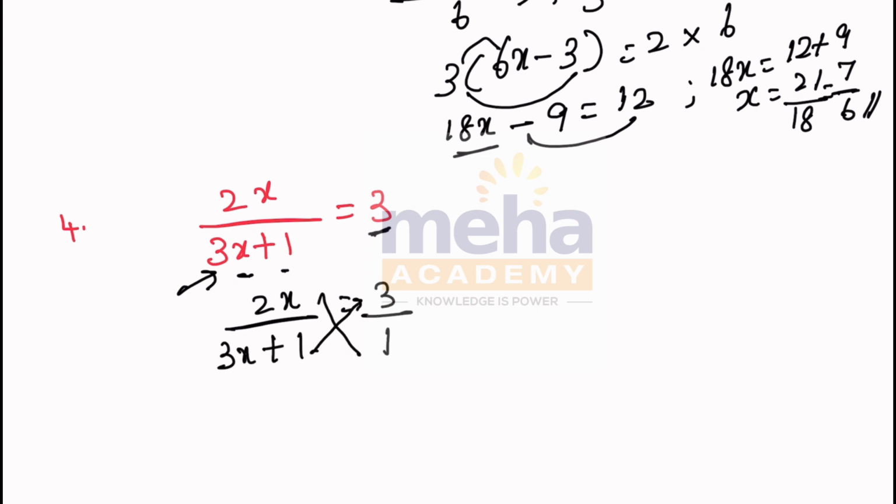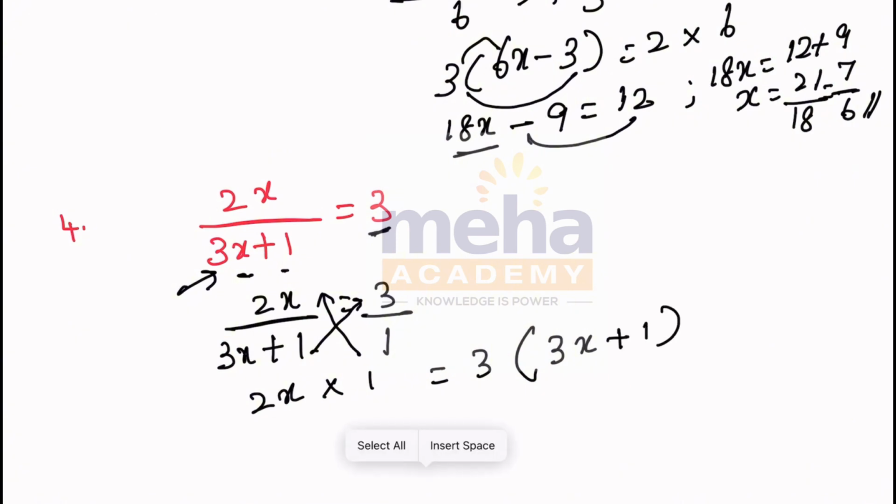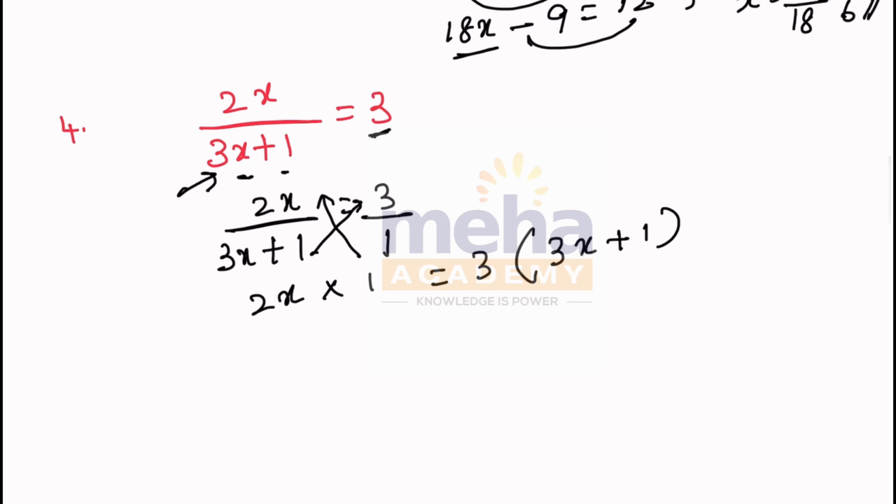Then we cross multiply. So it is 2x into 1 is equal to 3 into 3x plus 1. Because we have to multiply with 3x also, 1 also. So we place 3x plus 1 in the brackets. So 2x into 1 is 2x is equal to, using distributive property, I remove the brackets. So 3 into 3x is 9x plus 3 into 1 is 3.